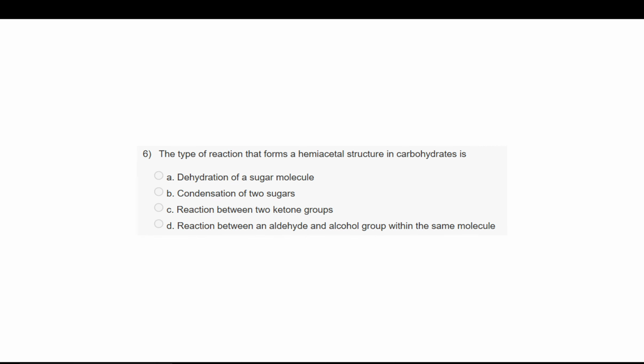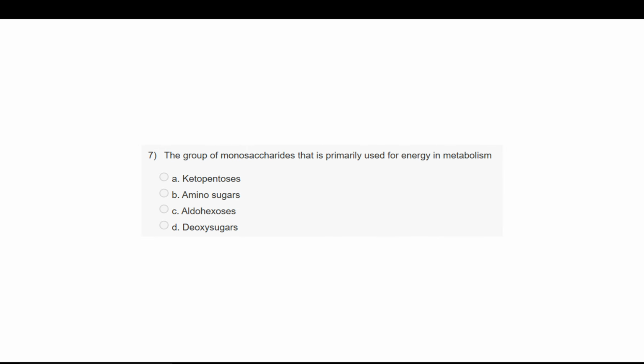The type of reaction that forms a hemiacetal structure in carbohydrates is dehydration of sugar molecule, condensation of two sugars, reaction between two ketone groups, reaction between an aldehyde and an alcohol group within the same molecule. So remember, there is hemiacetal formation in glucose and fructose. So the answer is D, reaction between an aldehyde and alcohol group within the same molecule. The group of monosaccharides that is primarily used for energy in metabolism is ketopentoses, amino sugar, aldohexoses and deoxysugars. The answer is aldohexoses, which are glucose, fructose, etc.